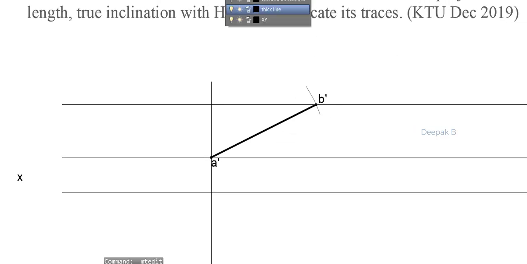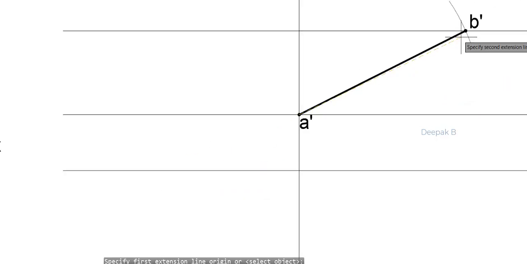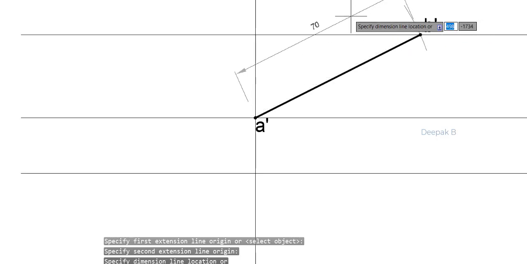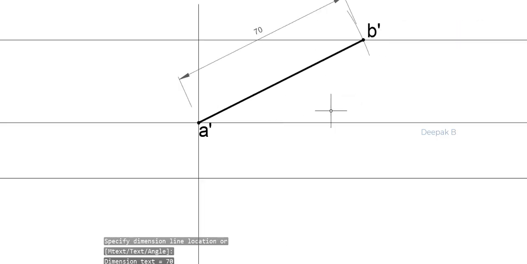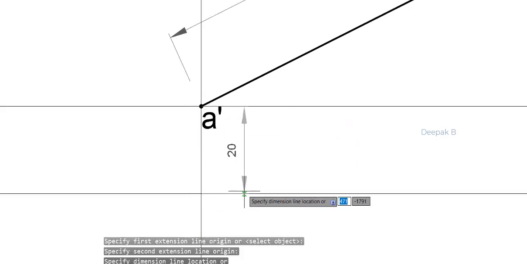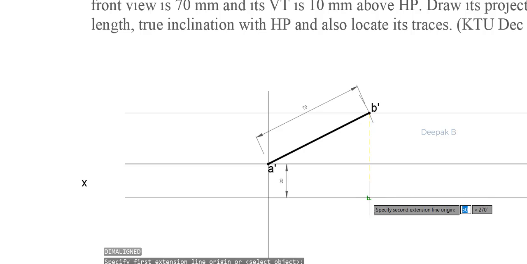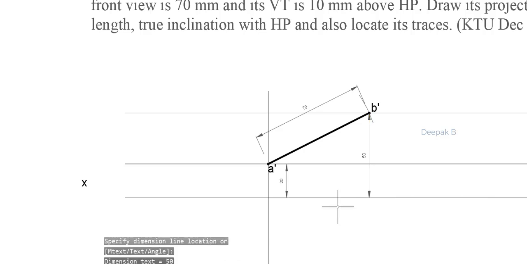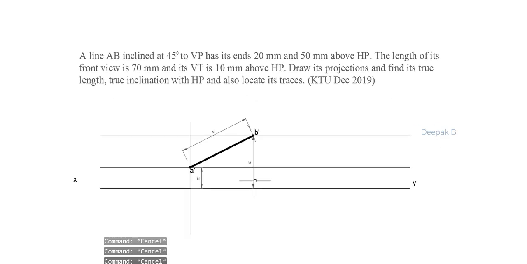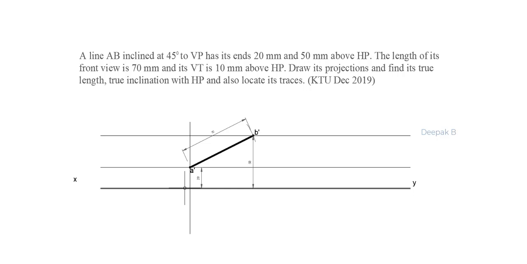Okay. If I'm marking the dimensions, this is 70 millimeter length, and this is 20, this is 50. So what else is given in the question? Let's see. So the length of the front view is 70 millimeter, so we have marked it, and they have given that the VT is 10 millimeter above HP.